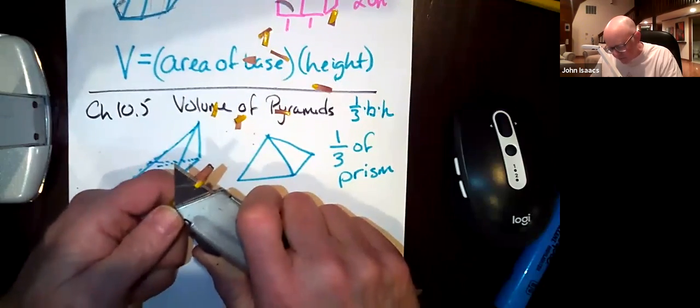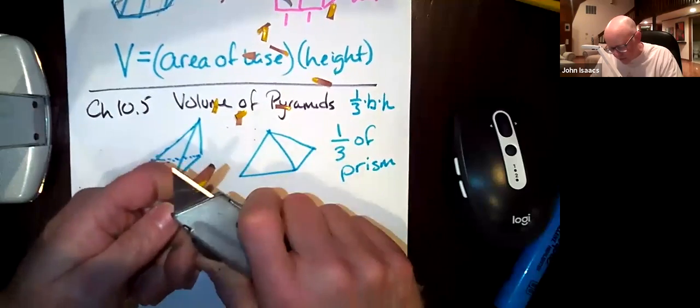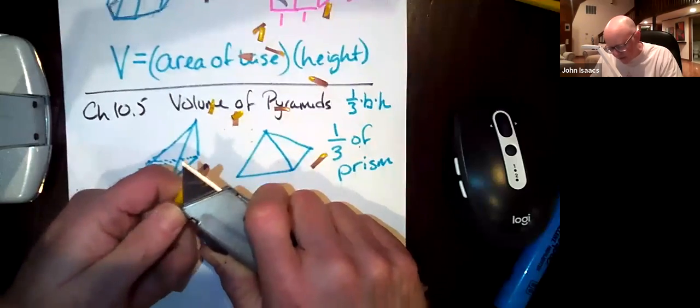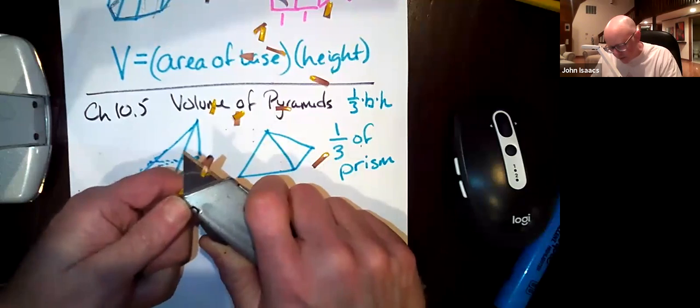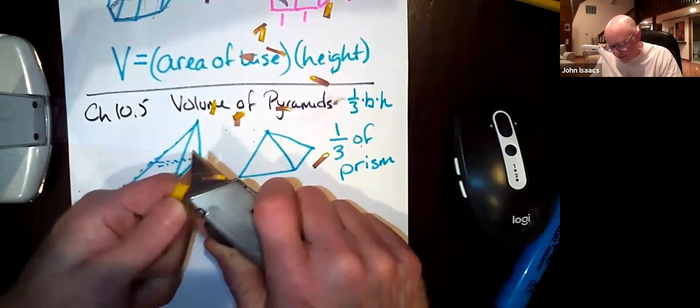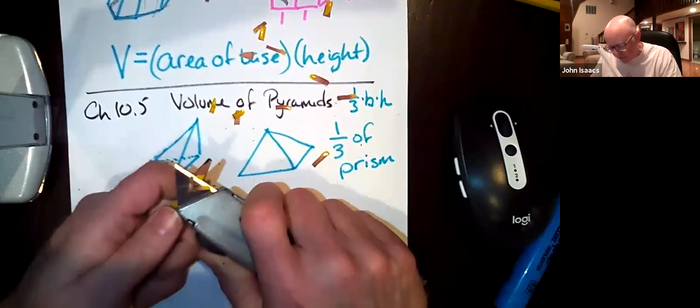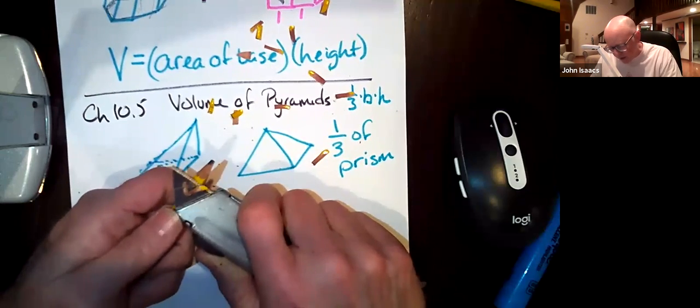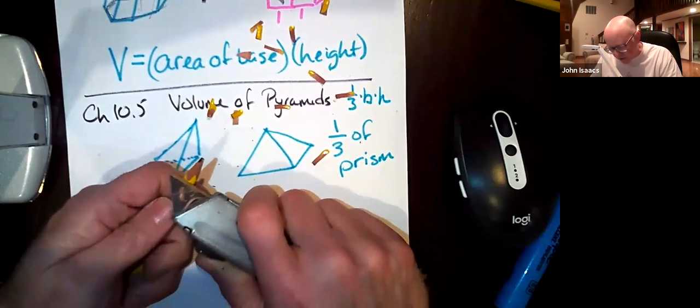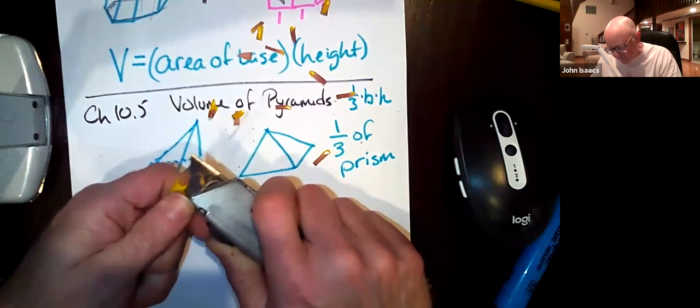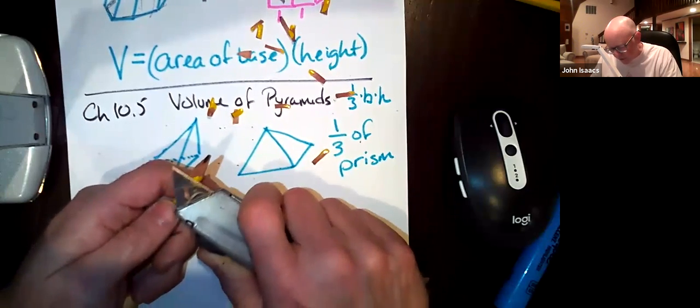Now, there's another proof in the book about why it's a third. I think the pictures are really hard to see in the book, at least they worked for me. Maybe they'll be good for you. You can certainly take a look at the book. But it is a third. It's always a third. So I'm trying to get down to that pencil mark right there.